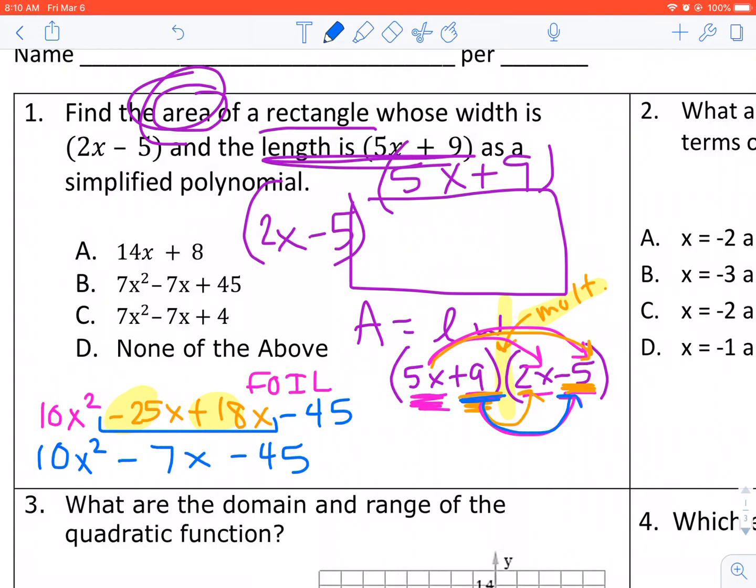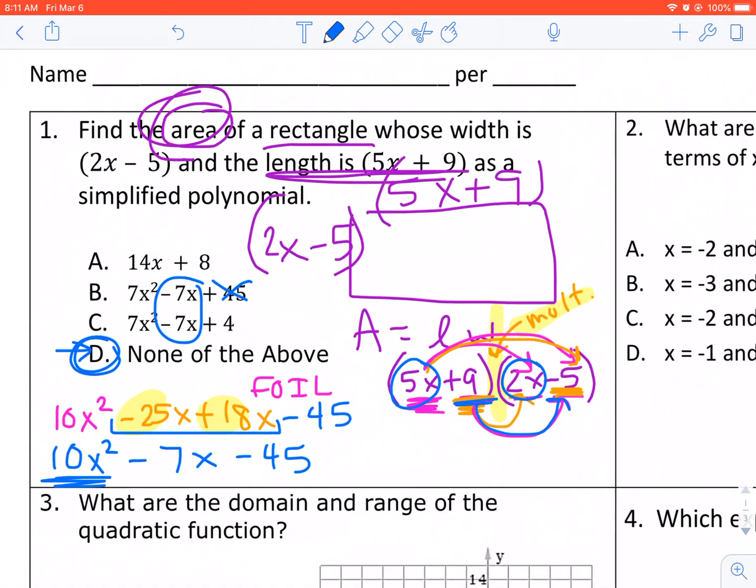And then I'm going to go look at my answer choices. I see negative 7x's in the middle, but I don't see a negative 45. And I also, if I'm looking at the front, do not see a 10x squared. So I'm looking at this one, but I do want to go back and double check to make sure I didn't do something wrong. So let's see again. 5x times 2x. Yep, 5 times 2 is 10. So the answer is going to be none of the above.